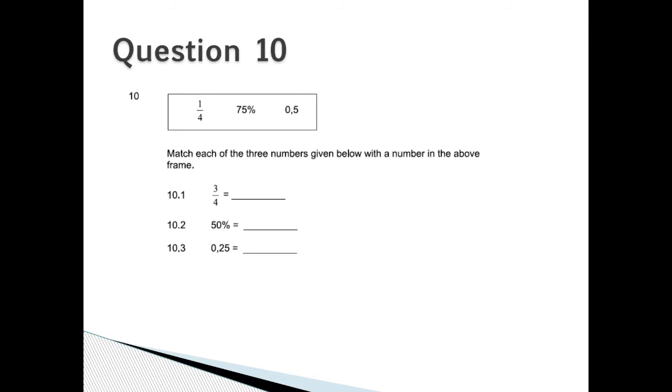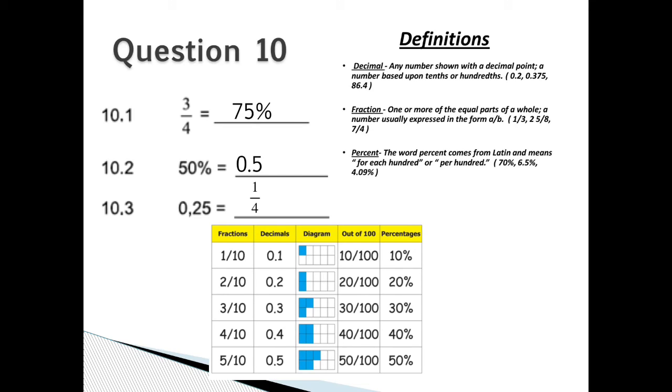Question 10. You have a quarter, 75%, and 0.5. Match each of the three numbers given below with the number above. So 10.1, 3 over 4 is equal to what? 10.2, 50% is equal to what? And 10.3, 0.25 is equal to what? It is important to know what a decimal, fraction, or percent is.